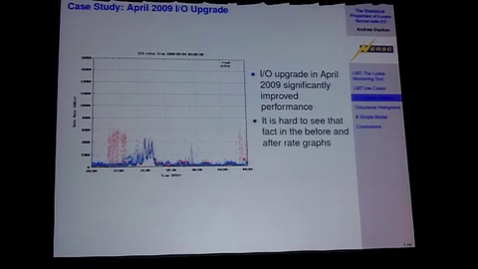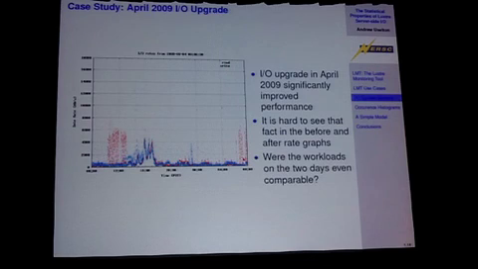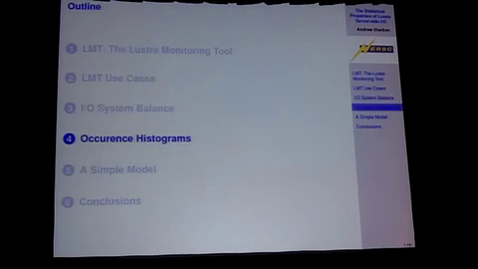And this is another gestalt from one day of I/O activity after. And so you say, well, okay, sure, it kind of looks different, but which one was better, really? And were the workloads on the 2 days even the same? So are we really comparing apples to apples? Probably not. So that's where we start looking at the statistical view of this same kind of data.